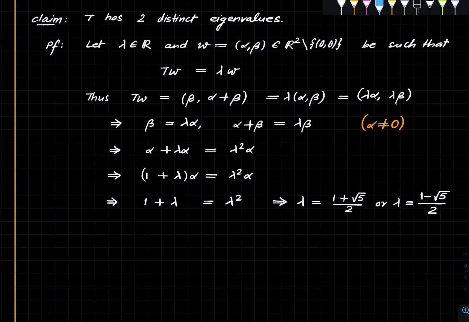Let's see. What's a good notation? I think this is called the golden ratio or something, which is as glorified as the Fibonacci sequence on YouTube. So let's call this phi, and let's call this phi bar.